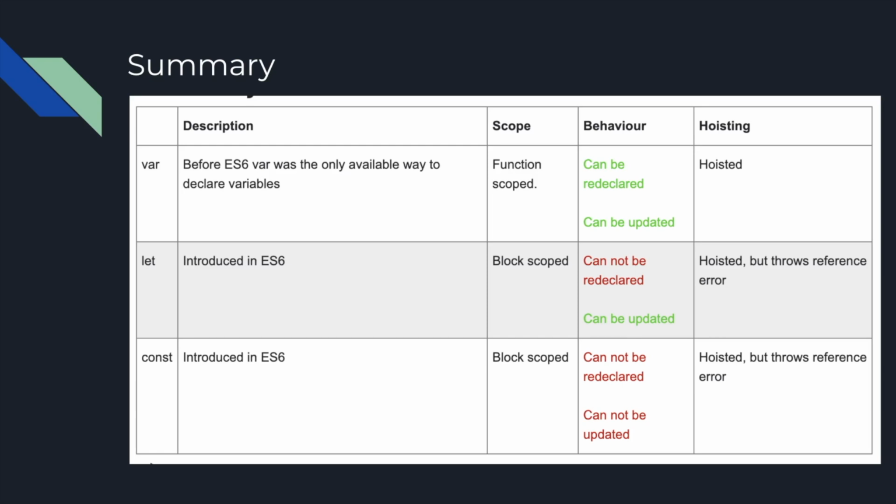So in this table, all the things that we have discussed so far are mentioned. Var was the way to declare a variable before ES6, and it creates variables which are function scoped, and it can be redeclared and can be updated, and it is also hoisted. Similarly, let and const were introduced in the ES6 version. They both are block scoped. The only difference is that let can be updated, while const cannot be redeclared and cannot be updated. And they both are hoisted, but they throw a reference error.